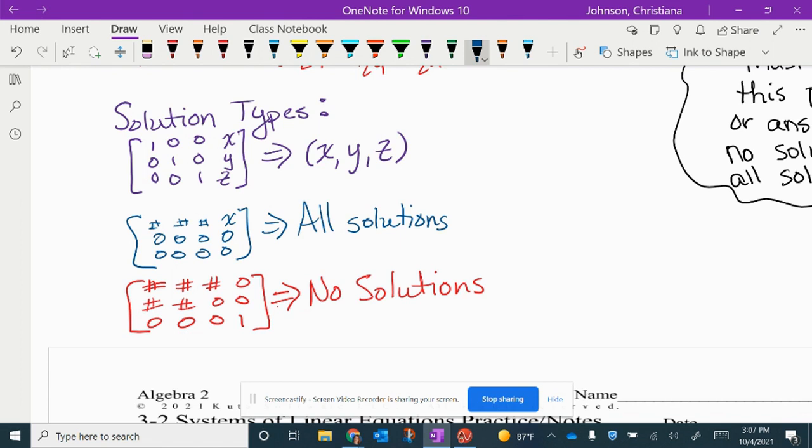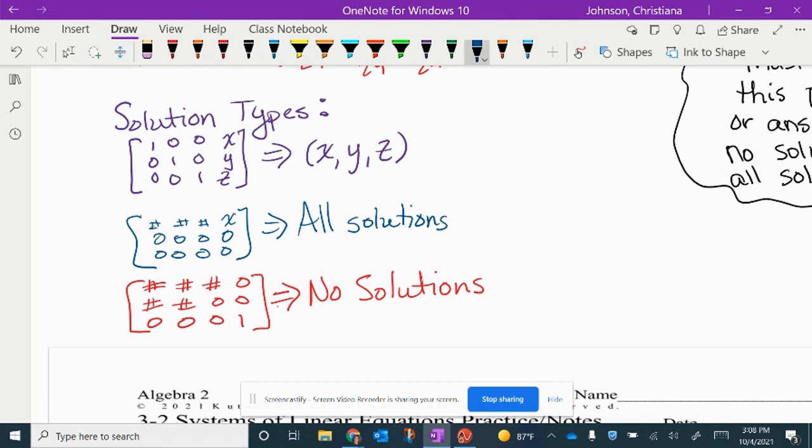If it has numbers going straight across and a number for X, but then everything below it is zeros, that's an all solution. If it has numbers going over equal to zero, same numbers going over equal to zero, or different numbers, and then all equal to zero, so these two are zeros, and then the last one says 0 equals 1. What that's trying to say is 0 is equal to 1. So that's a no solution.